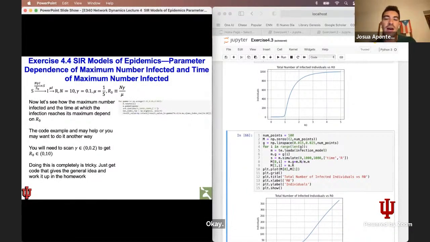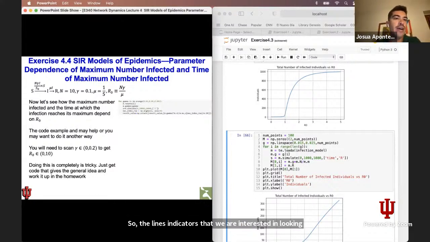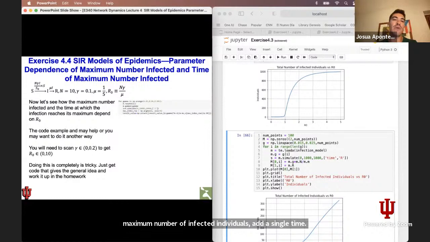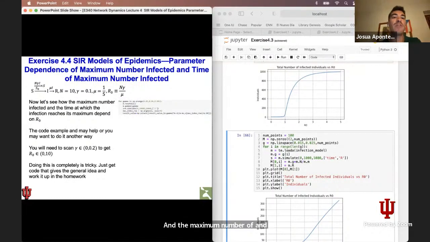So let's do this last exercise, and then we will take a break and we will come back to do the parameter estimations and parameter fitting. The last indicators that we are interested in looking at as a function of R naught is the maximum number of infected individuals at a single time, and the time at which that maximum number is reached.